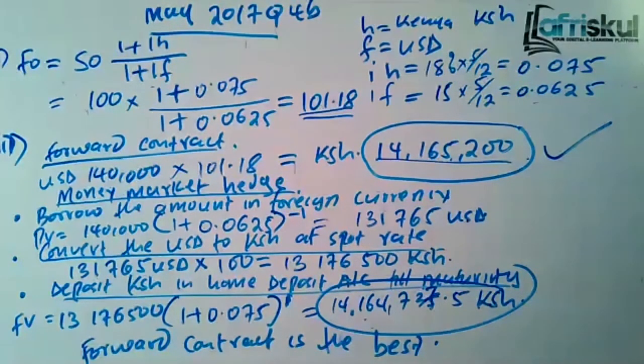So now, just a quick recap. I need those steps to be at your fingertips. Let me repeat again. For the money market hedge, we have said that borrow the amount in foreign currency. After you borrow, convert that amount into home currency using the spot rate. After you convert them, deposit them in the home bank for the period, for it to mature. If it was 5 months, deposit for 5 months. 6 months, you do the same. Borrow in the foreign currency. Number 2, convert that amount to home currency. Then you deposit that amount into home bank account until it matures.